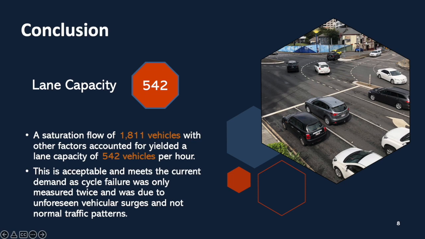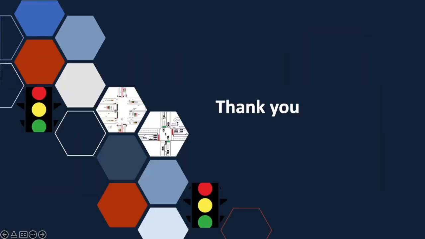In conclusion, a saturated flow of 1,811 vehicles with other factors accounted for yielded around 542 vehicles per hour. This is an acceptable amount and meets the current demand. A cycle failure was only measured twice, and that was in cycle 2 and 3. And we think that was due to unforeseen vehicular surges and not because of normal traffic patterns. And that concludes our presentation.